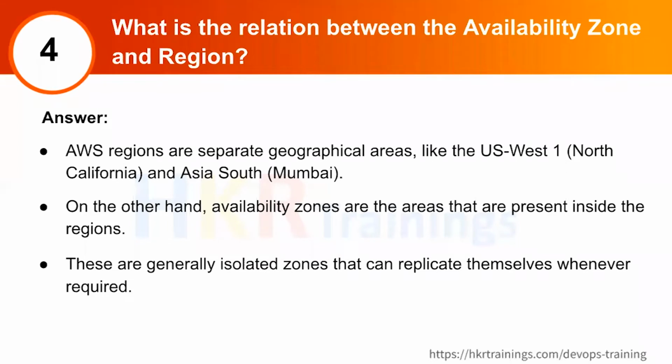So if one data center goes down, the other two keep running, and that's how you can design your application architecture to make sure of 100% uptime of your application. These are generally isolated zones that can replicate themselves whenever they're required.